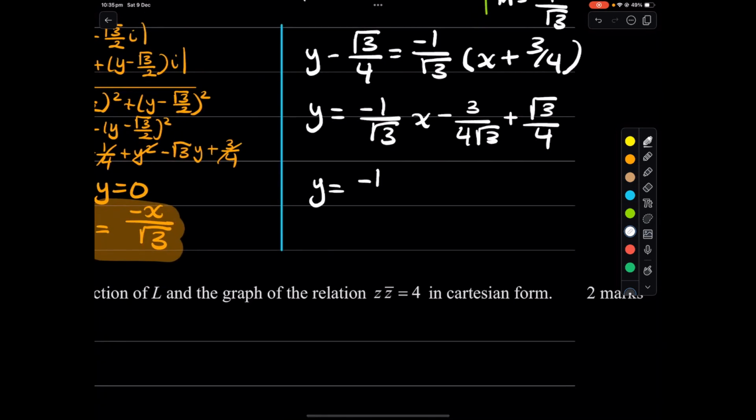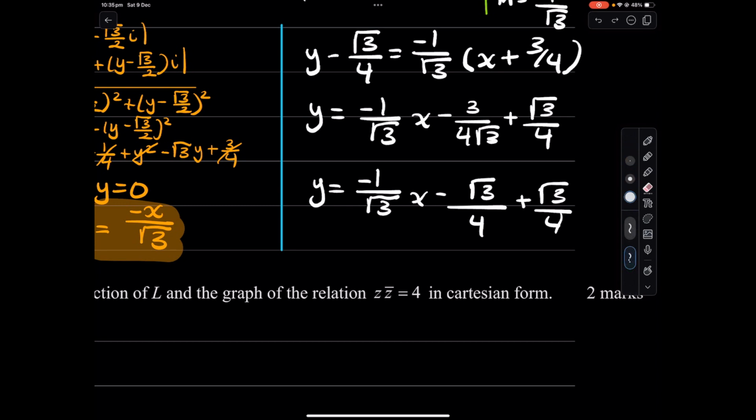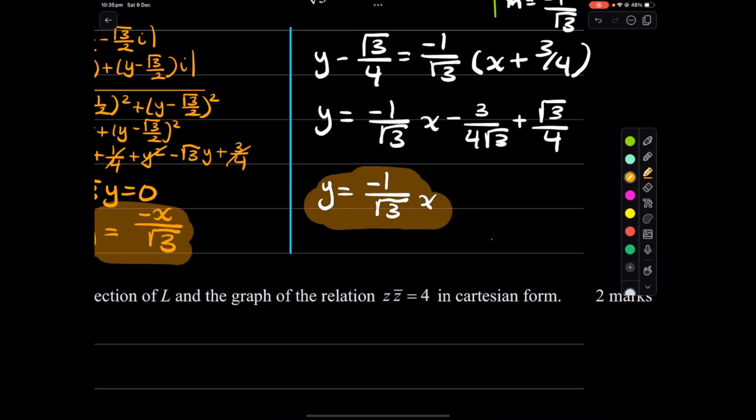Simplifying this much further. Rationalizing this, we get negative 3 root 3 over 12, so we can just say this can be 4, and this would be root 3, plus root 3 over 4. Now both of these cancel out, and we just get the equation of the line. Done. That is also another way.